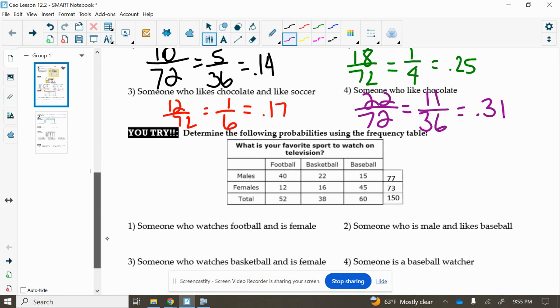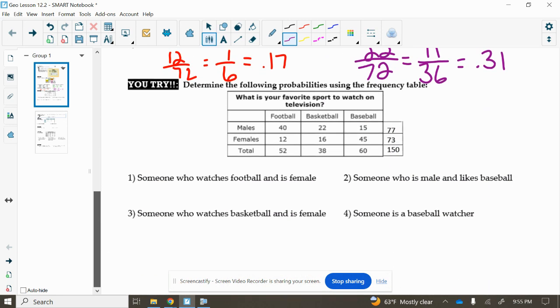The next table has some for you to try. Looking at this two-way frequency table, again, we have some totals. These are males and females who like watching sports: football, basketball, and baseball preferences. So you are looking for someone who watches football and is female, someone who is male and likes baseball, someone who watches basketball and is female, and then someone who is a baseball watcher.